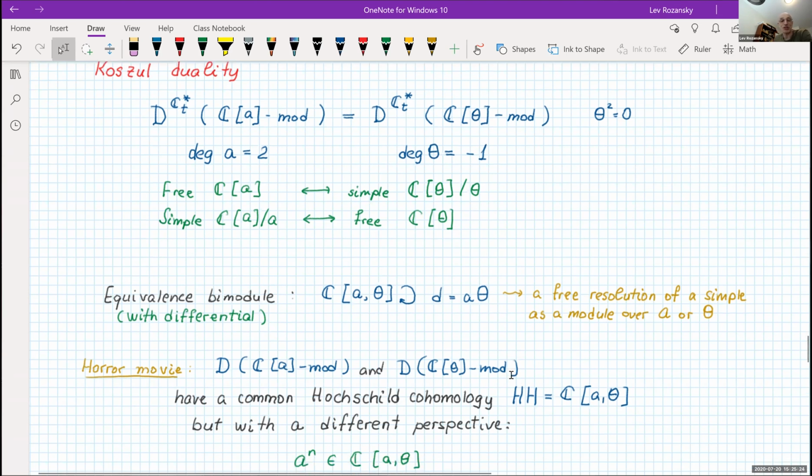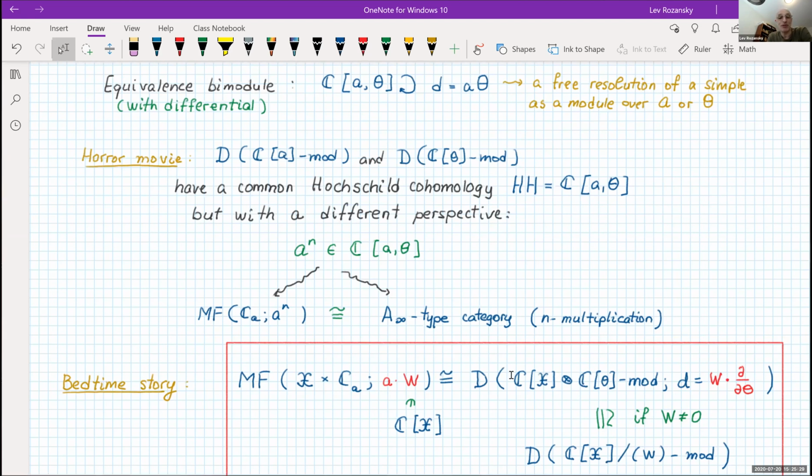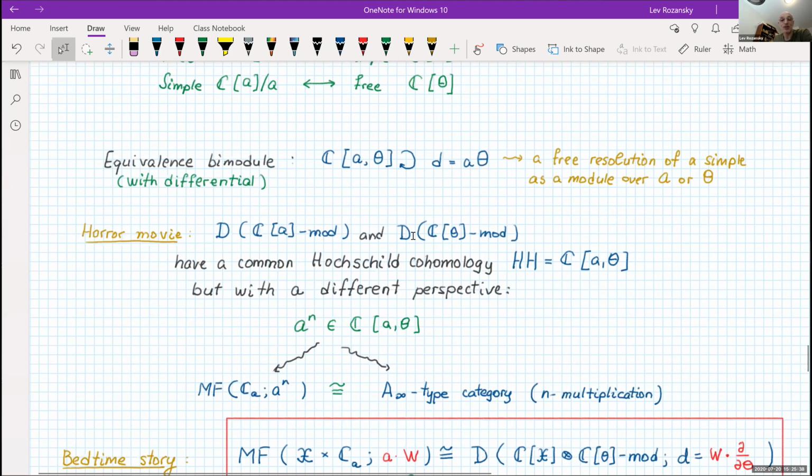So the horror movie that I mentioned last time at the end is what would happen to this Koszul duality if you perturb these two equivalent categories by the same perturbation. The categories are equivalent, so they share the same Hochschild cohomology, which parameterizes, at least infinitesimally, the deformations of the categories. Hochschild cohomology of both categories is C of A and theta. From the A point of view, A is your coordinate and theta is a polyvector field. Actually, here we have only a vector field since we have only one variable. From the theta point of view, theta is the coordinate and A is something really weird.